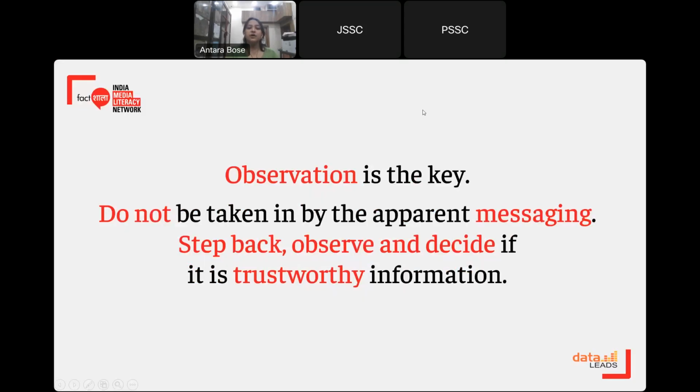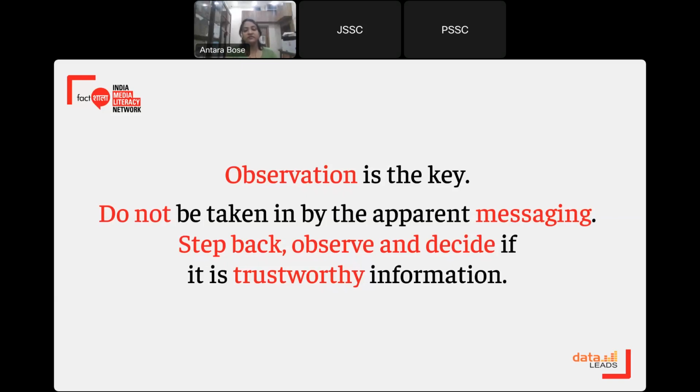So how to address misinformation? Observation is the key. You have to observe. Do not be taken by apparent messaging. Step back and observe and decide if it is trustworthy information or not. We live in the post-truth era. I hope many people know what a post-truth era is. Post-truth era is when our emotions take over and dominate the ability to see facts and evidence. So we live in the post-truth, beyond truth. Our emotions actually make the decisions on our behalf.